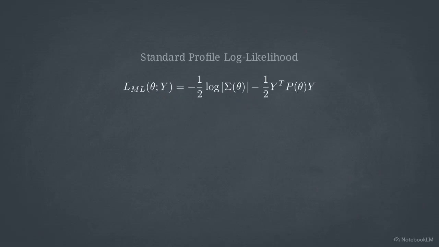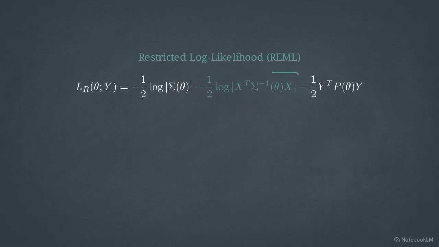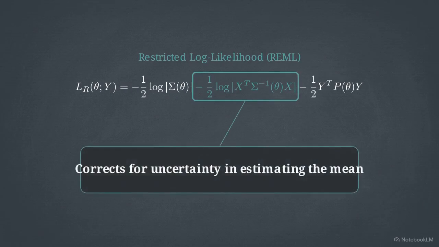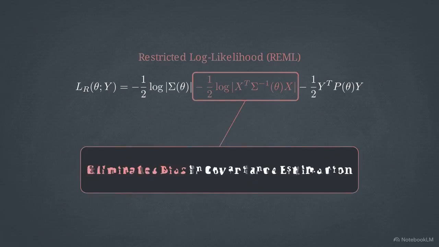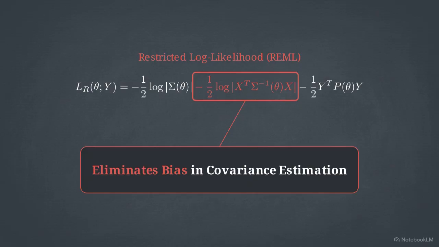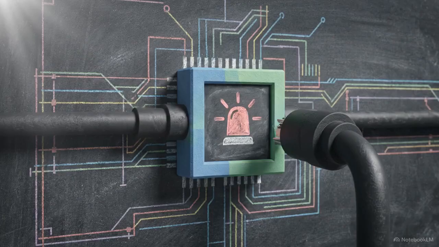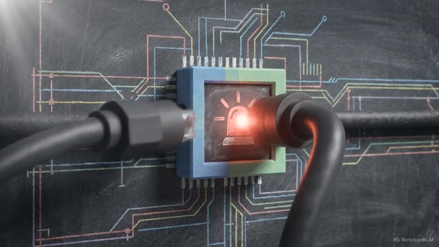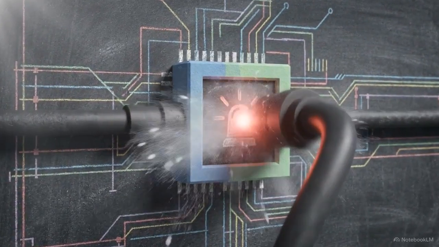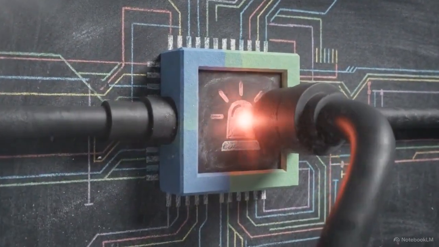The resulting restricted log likelihood includes this extra penalty term. This term mathematically corrects for the uncertainty of estimating the mean, which eliminates the bias found in standard maximum likelihood. However, there is a trade-off. While REML reduces bias, it can increase the variance of our estimates if the spatial dependence is very strong. REML protects the covariance estimate from bias, but it doesn't solve the computational problem. We still have to deal with that cubic matrix inversion.